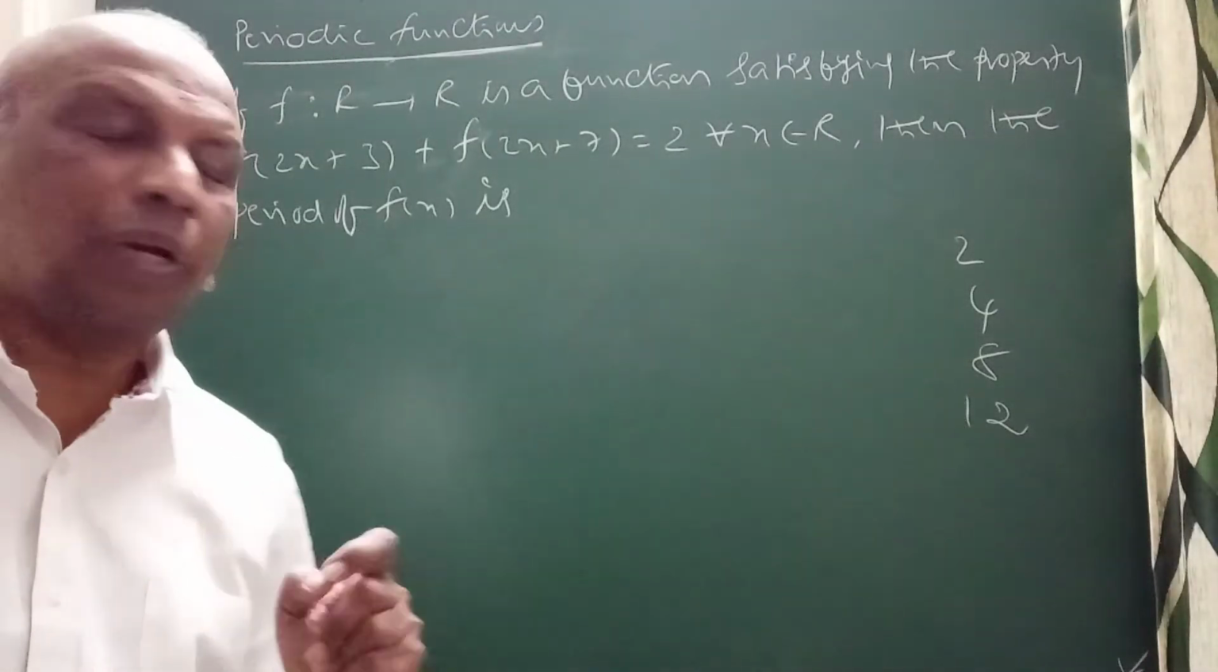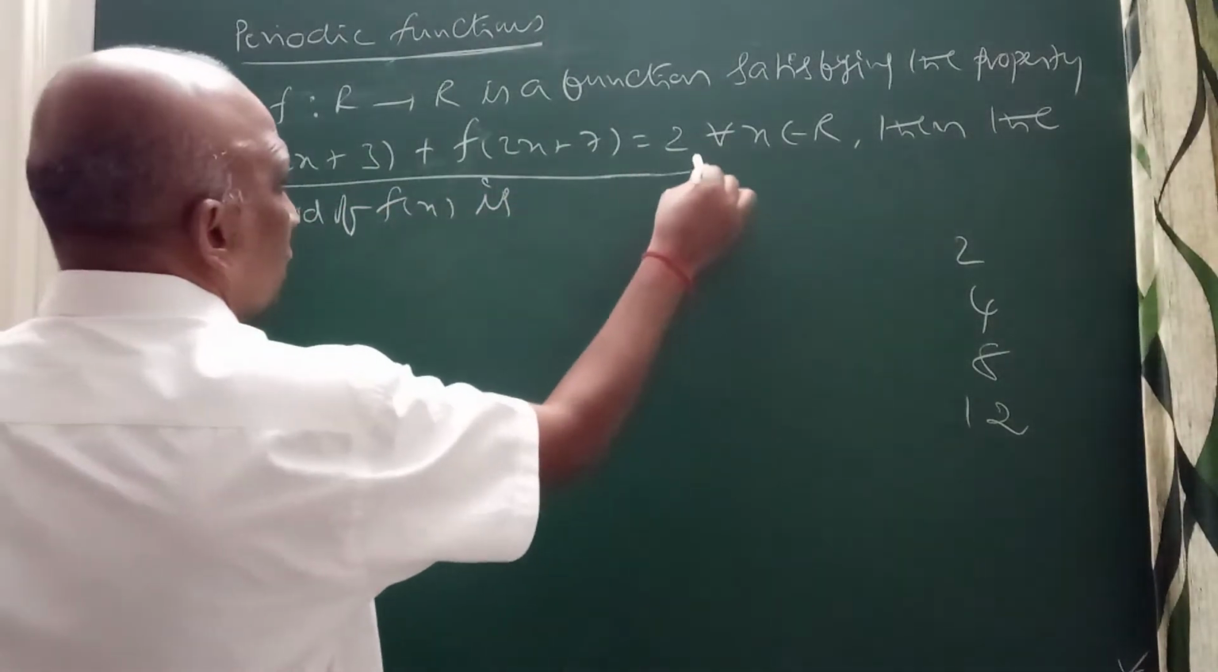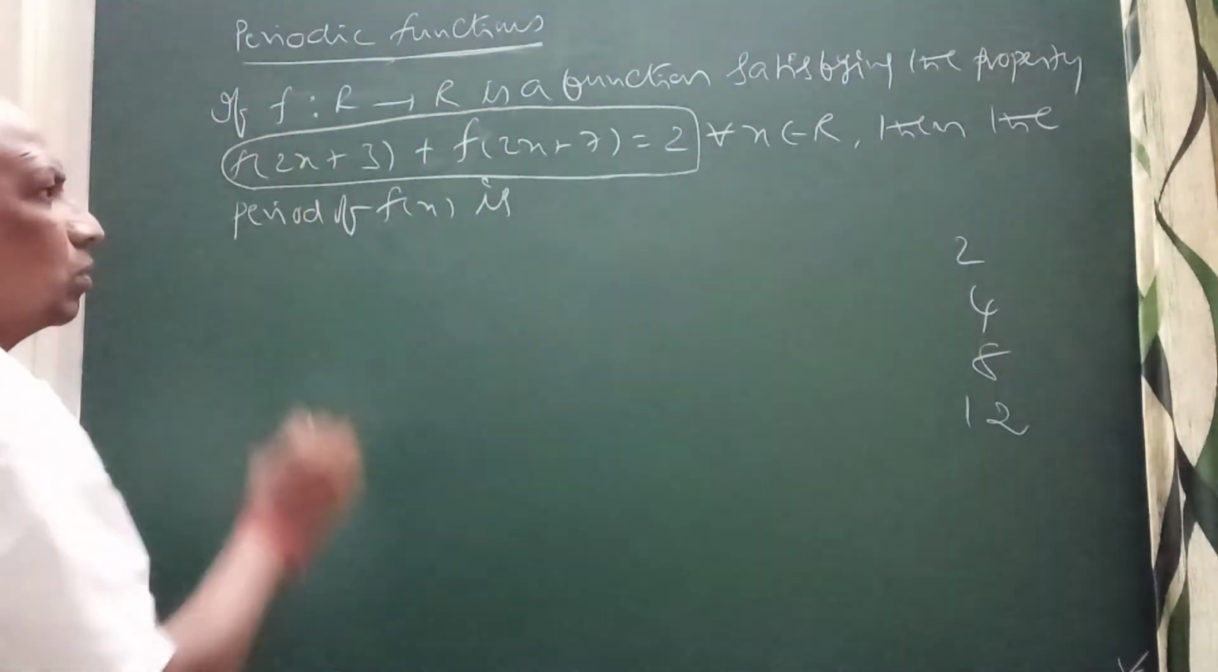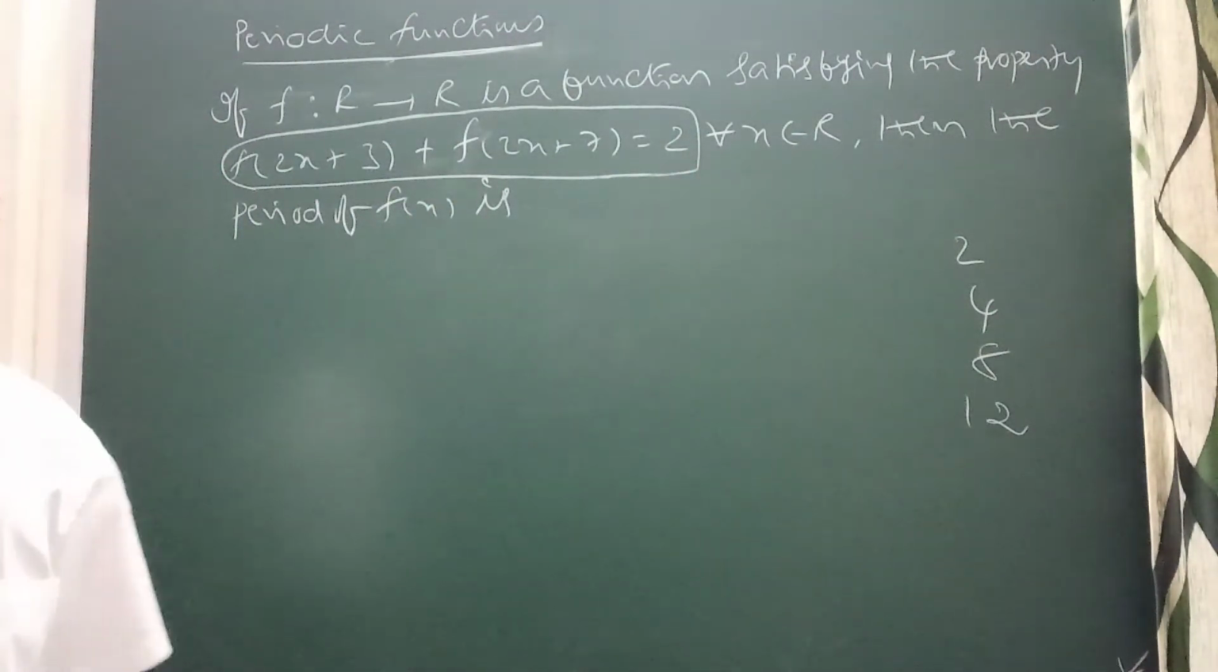This is a different problem. Observe here. It is given that f of 2x plus 3 plus f of 2x plus 7 is equal to 2, for all x belongs to R. Then find the period of f of x. Be careful when you are doing this type of problem.